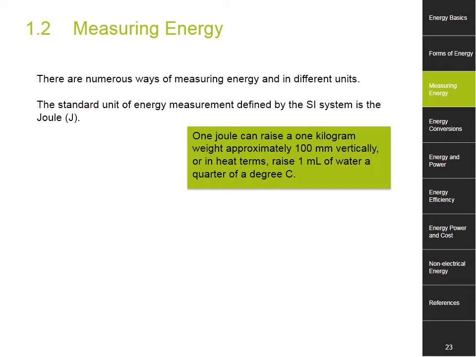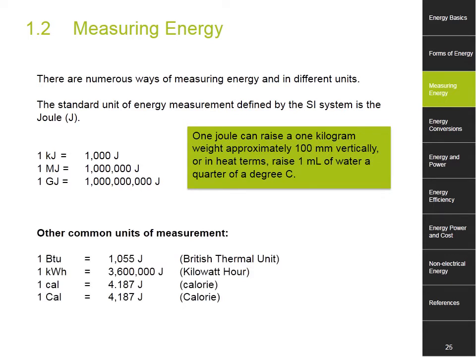1 joule can raise 1 kilogram of weight approximately 100 centimeters vertically, or in heat terms, raise 1 milliliter of water a quarter of a degree Celsius. The use of energy is so various and occurs over such a vast number of scales that it is necessary to assign prefixes that can be appended when dealing with large or small values of energy, such as kilojoule, megajoule, or gigajoule.